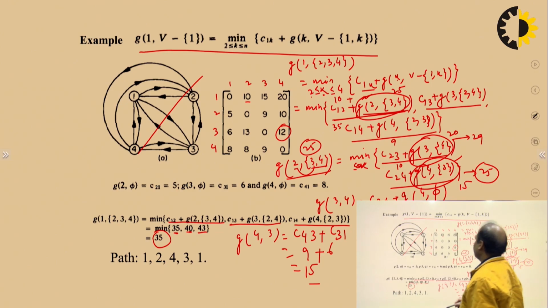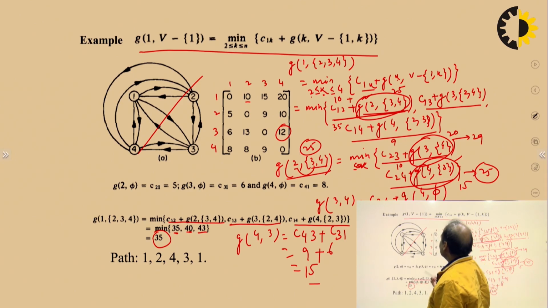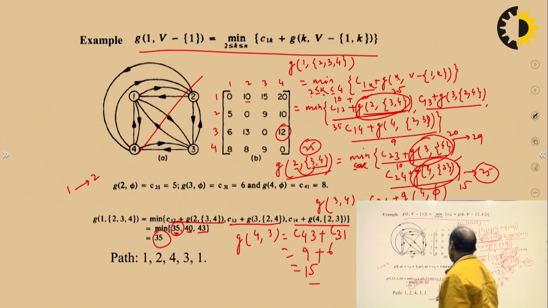Step 3 is computed, right? Now step 4 is saying that, okay, this is 35, so what is the path of this 35? In order to get the path, just check the minimum one. So the minimum from this one is 35. This we got from k, and k was 2. That means we start from 1 and go via 2. Simple.